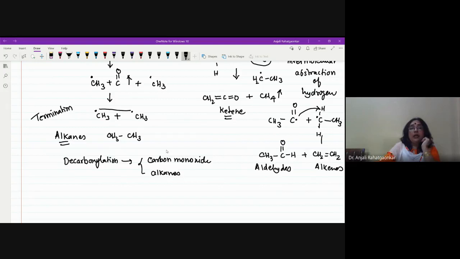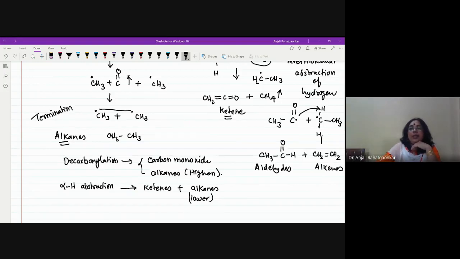Now in the second type of reaction, the possibility is alpha abstraction, where the reaction is terminated and it gives you the ketenes and the alkanes. These are called lower alkanes, and here we get higher alkanes as compared to this reaction.